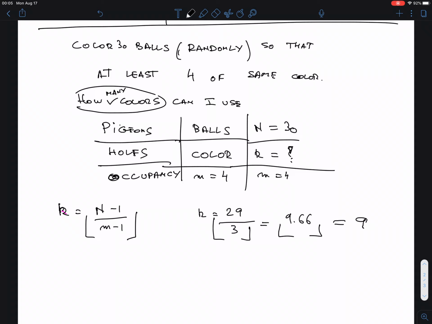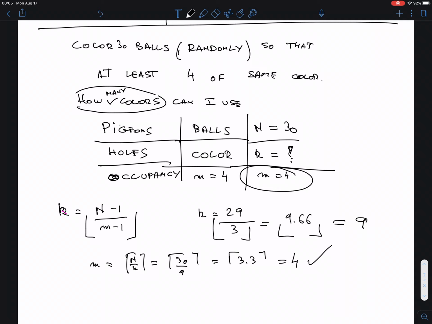Now let's double check, does this work? If I have 30 pigeons with 9 holes, let's work out 30 divided by 9. This is just straightforwardly working out the formula now. I'm using this formula, so this is m here. So 30 divided by 9 is 3.3. And I'm taking the ceiling of that, so I get 4. I get exactly what I want, at least 4.